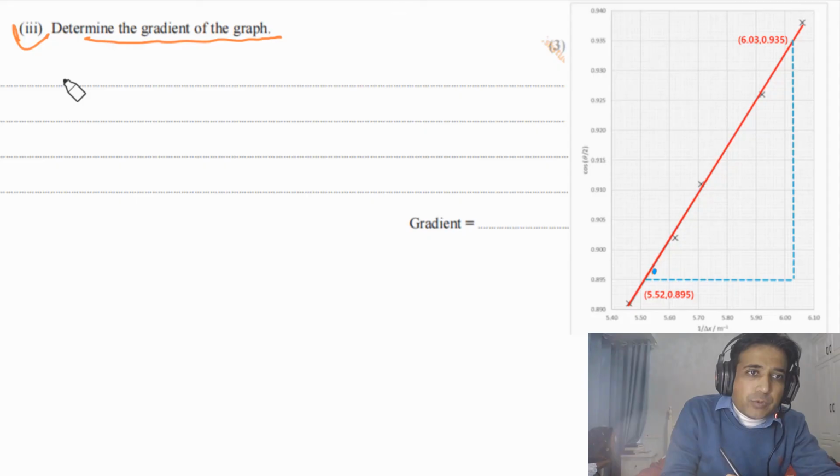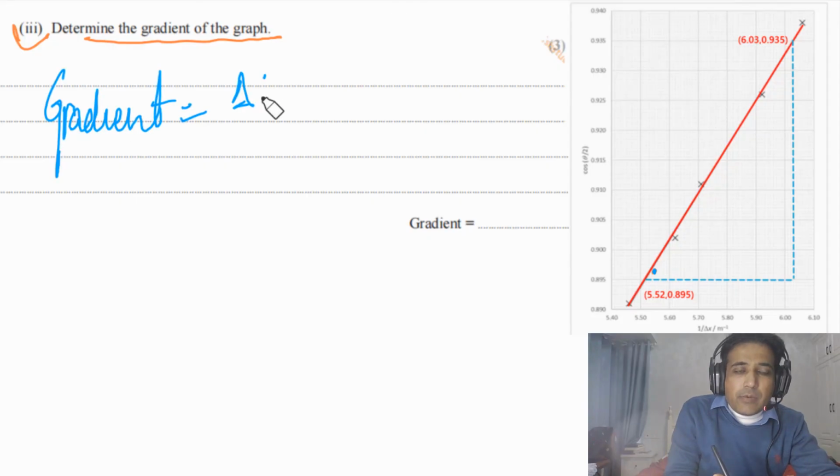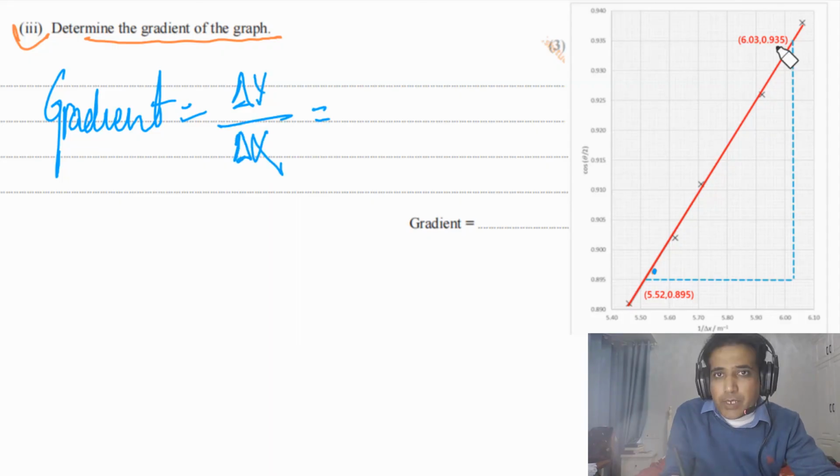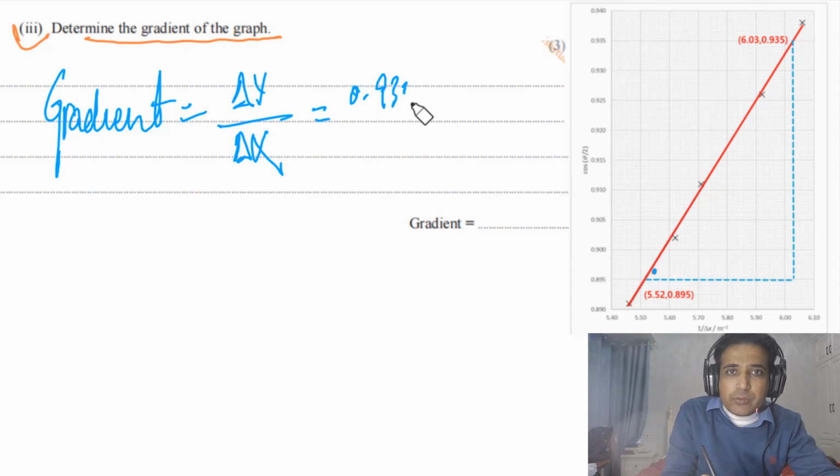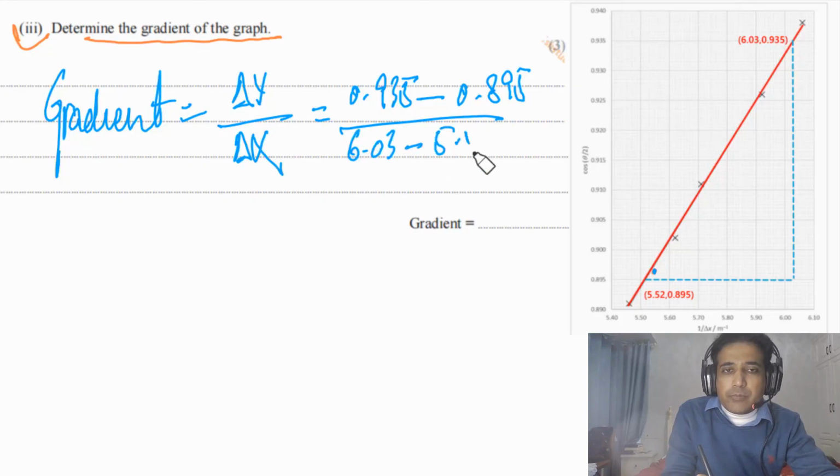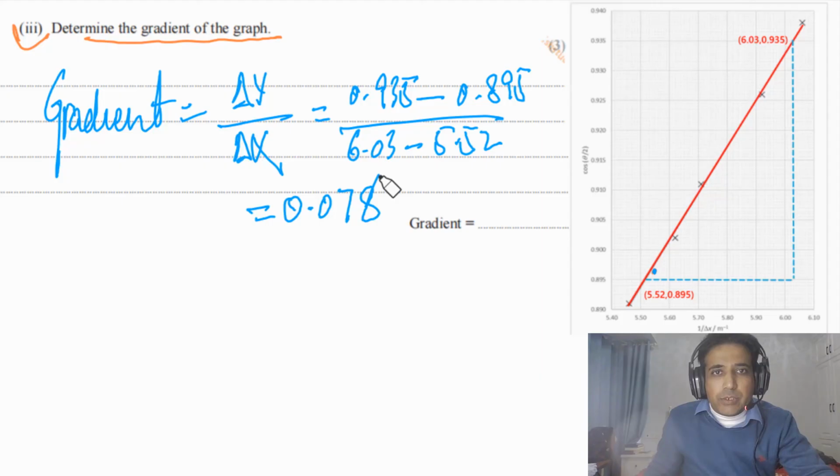So the gradient in this case will be equal to delta y by delta x. Delta y: we have here 0.935 minus 0.895, divided by delta x: 6.03 minus 5.52. If we solve this, we will get 0.078. So this is how we can calculate the gradient.